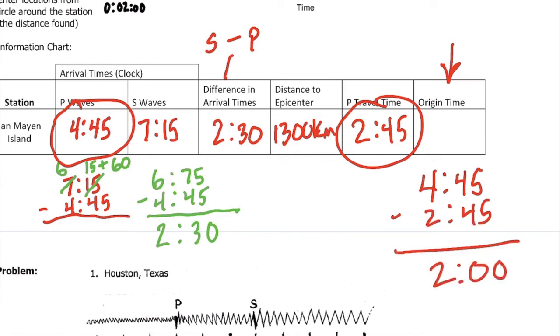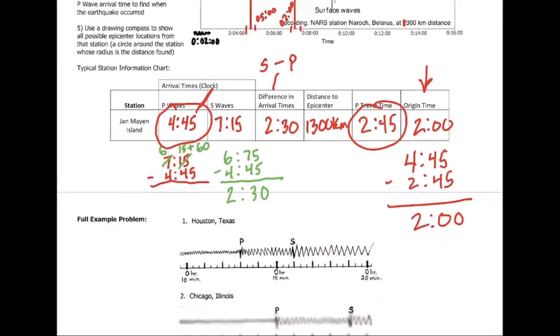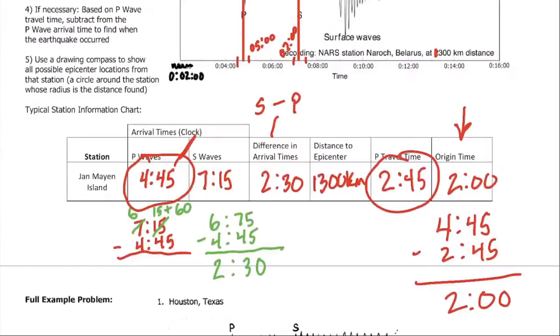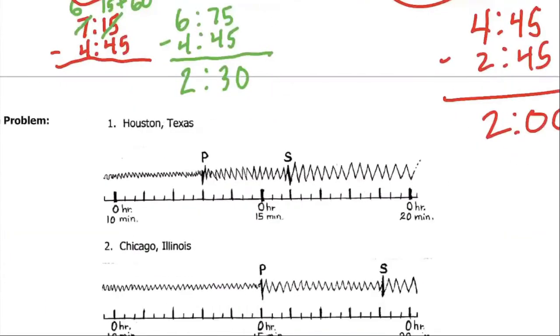That means the origin time of this earthquake was 2 minutes. So then 2 minutes and 45 seconds after that, the P wave got to this island, which is where your 4:45 comes in. Luckily, we had to do no minute borrowing here, so that was nice and easy. So it's about 2 minutes for the origin time. So that's that. All right, so that's the full workout for just one station. Obviously, you'll go through this faster than I just did when you start getting the hang of it.